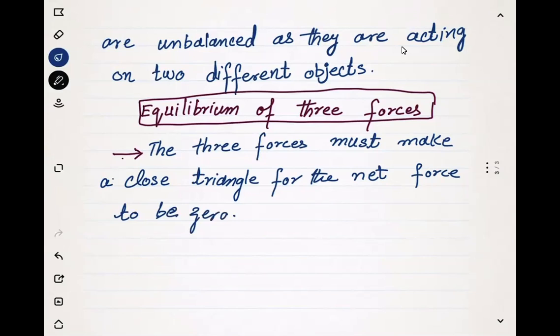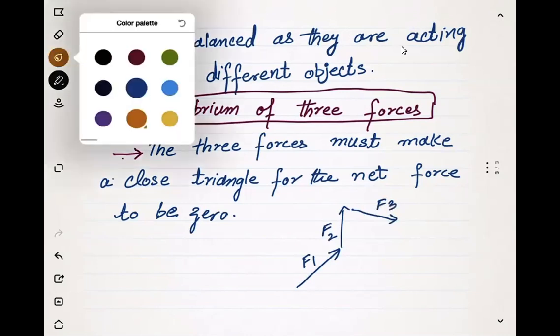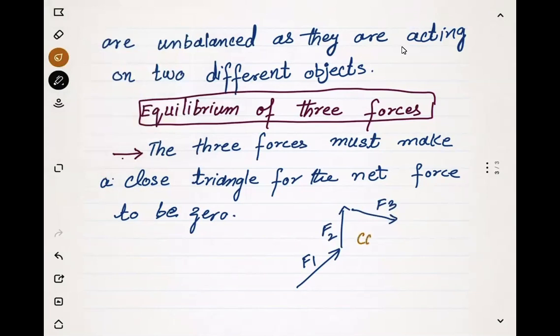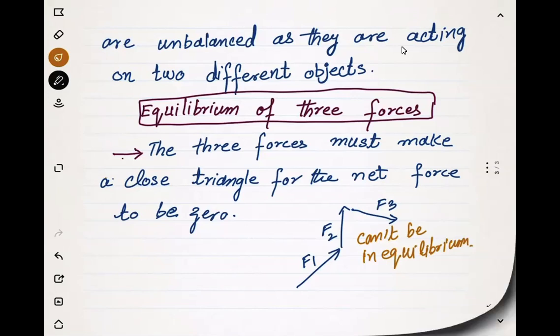a closed triangle. For example, if you have three forces like this, F1, this is F2, and this is F3, you see they cannot make a closed triangle. So these three forces cannot be in equilibrium because your net force will not be zero. For the net force to be zero, the three forces must be capable of making a closed triangle.